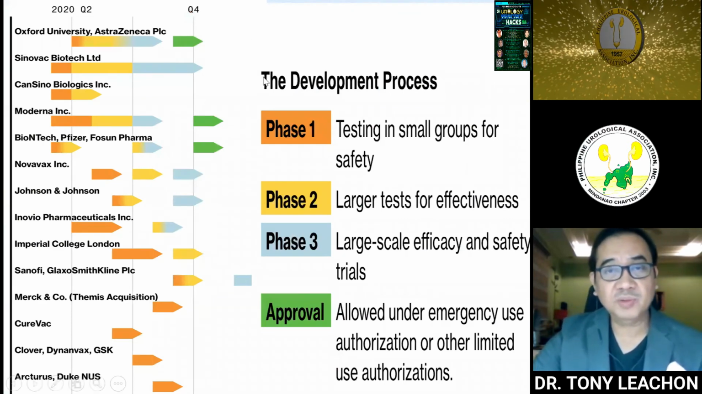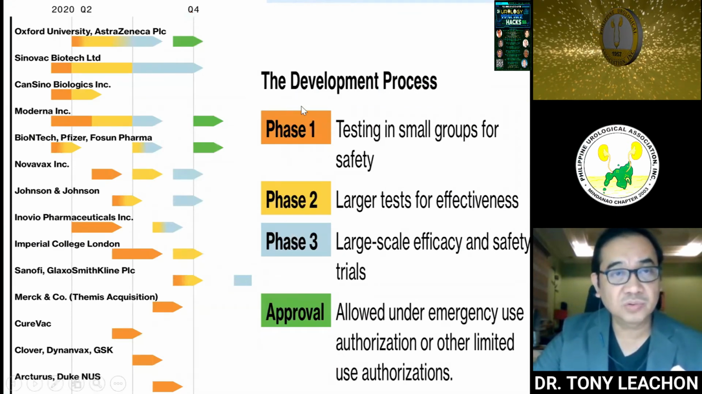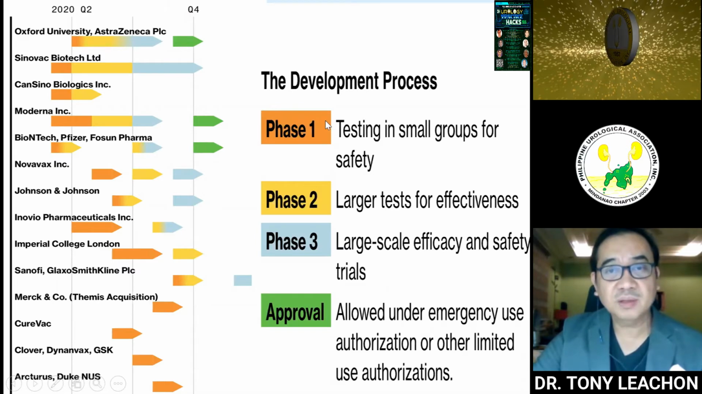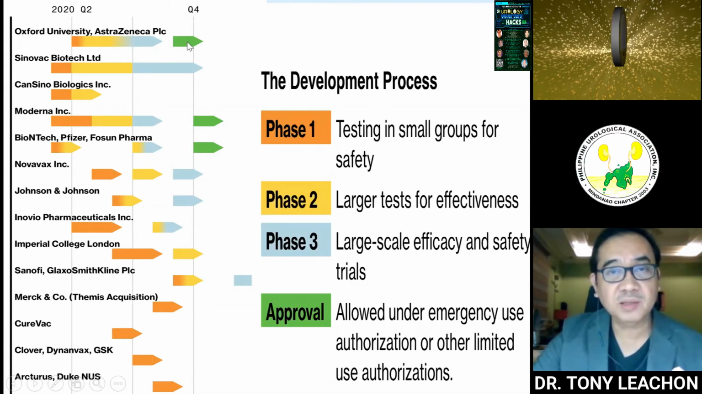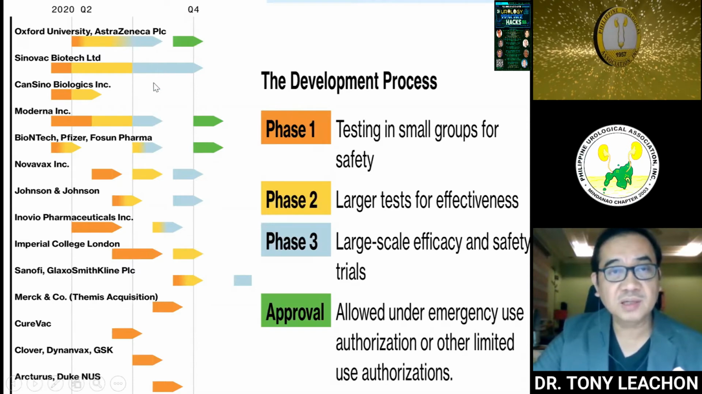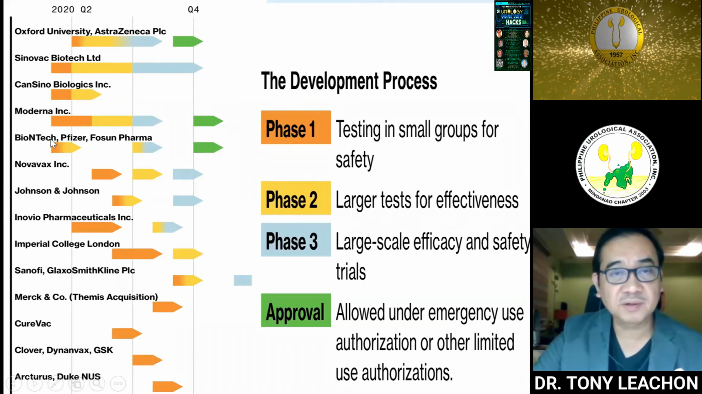Now, of course, we know that we need to do clinical trials. We need to do phase 1, phase 2, and phase 3. And some of the products that we have right now are in phase 3, and they are on track. And these are AstraZeneca, you have Moderna, you have Pfizer BioNTech, that is from Germany, and three Chinese compounds.